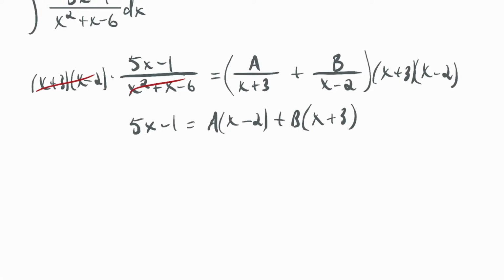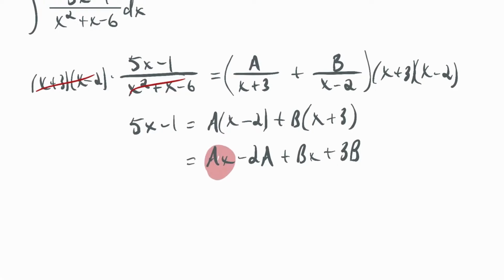On the right-hand side, I'm going to distribute a. So I get ax minus 2a plus bx plus 3b, okay? Now I'm going to combine like terms, keeping in mind that a and b are numbers.